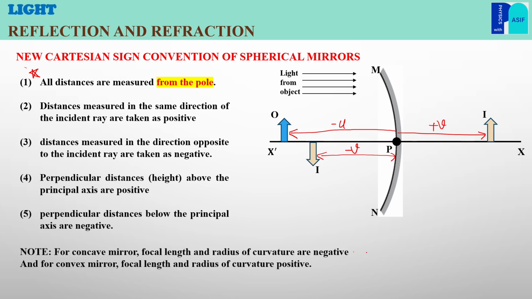To note, for a concave mirror, the focal length and the radius of curvature are negative because while measuring the focal length and the radius of curvature, you have to start from the pole and move in the direction opposite to the direction of the incident light. Therefore, they are taken as negative. And for convex mirrors, the focal length and radius of curvature are positive because you are moving in the direction of the incident light while measuring the focal length and the radius of curvature.